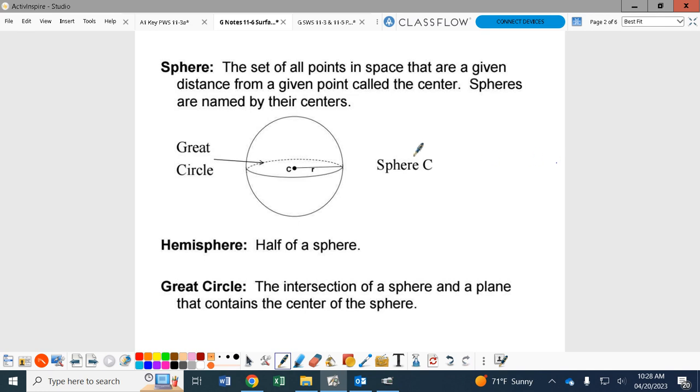So in this case, this would be sphere C. This circle that goes right through the center, that's called the great circle right here. It's basically like if you took 2 exact halves and put them together, that flat surface that makes a circle right in the middle is called the great circle. Half of a sphere is called a hemisphere. Hemi means half, so half of a sphere.